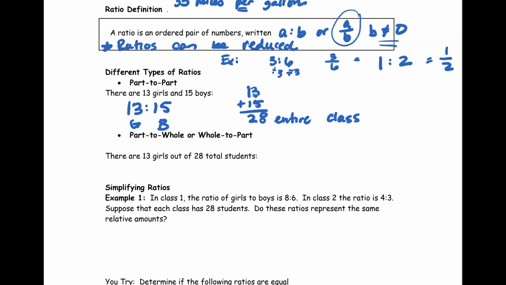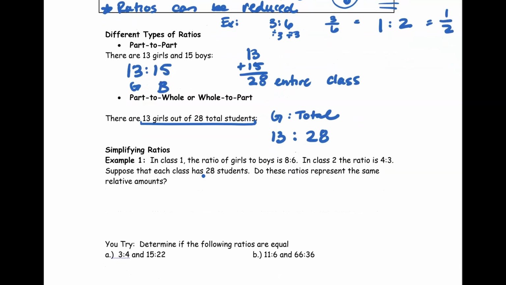Okay, and that brings us down to this next part. You can also write a part to whole ratio or whole to part, where maybe you want to write a ratio of girls to total students. So you say the ratio of girls to total students is 13 to 28. You really just have to pay attention to what the directions or description is referring to. So I have to pay attention to those words.